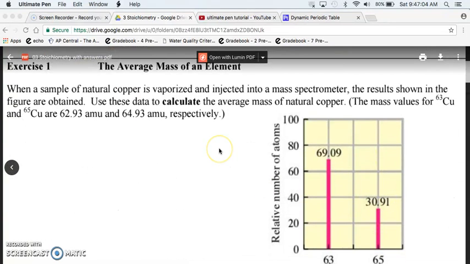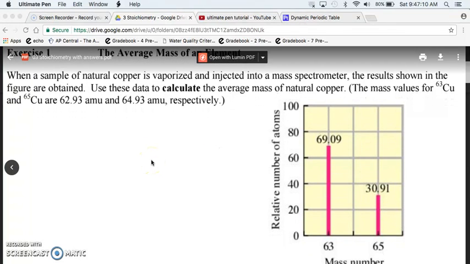Okay, so how do you use that to figure out the average mass of an element? Well, it's pretty straightforward. It's just some multiplication and addition. So when a sample of natural copper is vaporized and injected into a mass spectrometer, the results shown in the figure are obtained. Use these data to calculate the average mass of natural copper. The mass values for copper 63 and copper 65 are 62.93 and 64.93 AMU respectively.